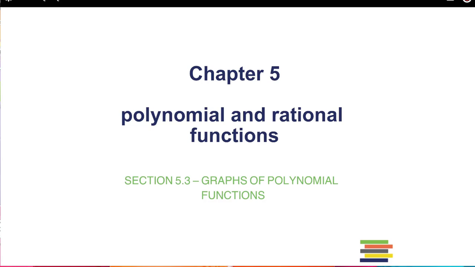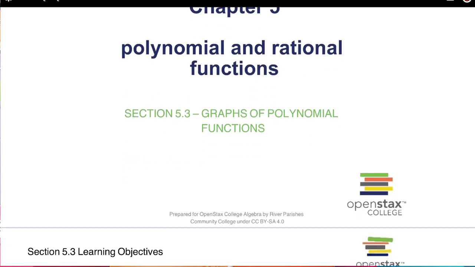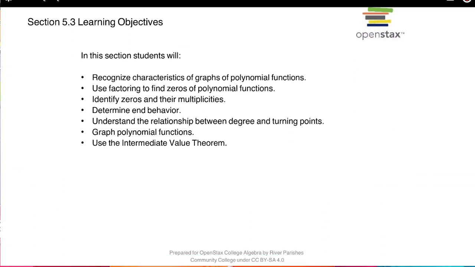Hi everyone, this is Chapter 5, Polynomial and Rational Functions, Section 5.3, Graphs of Polynomial Functions. In this section, students will recognize characteristics of graphs of polynomial functions. Students will use factoring to find zeros of polynomial functions, so get ready to factor, one of my favorite things to do. Identify zeros and their multiplicities.